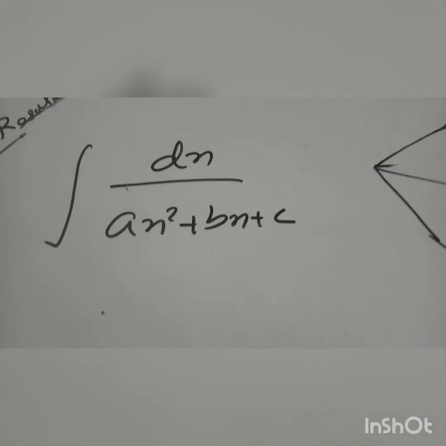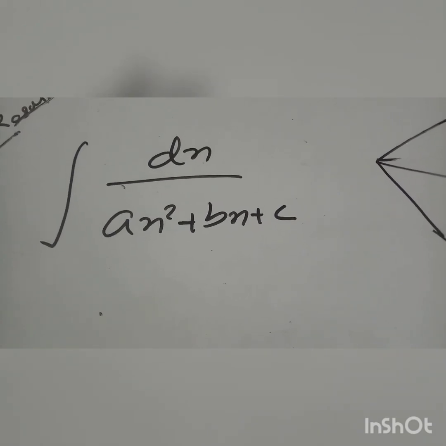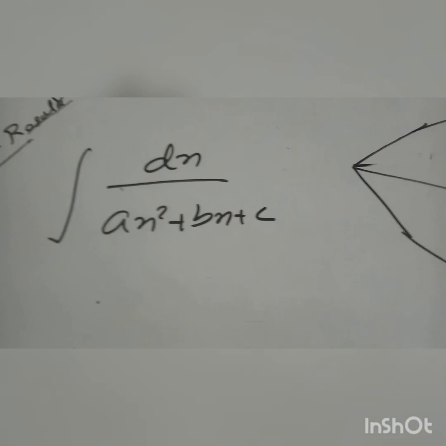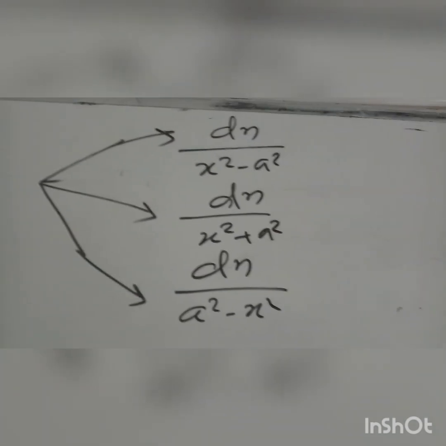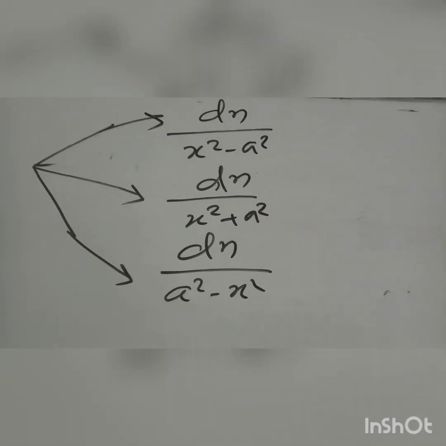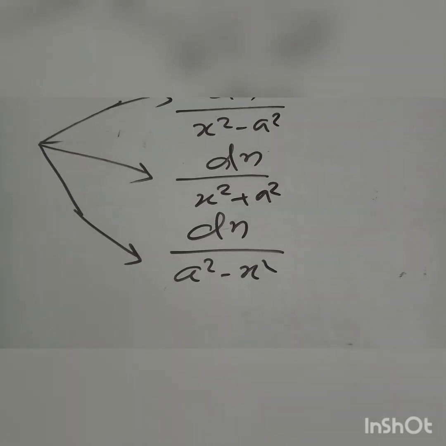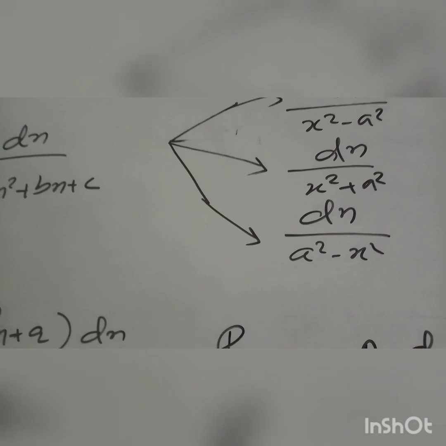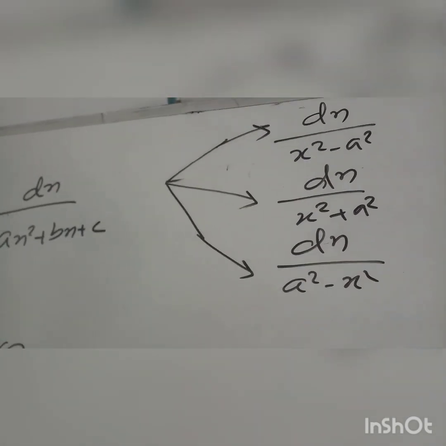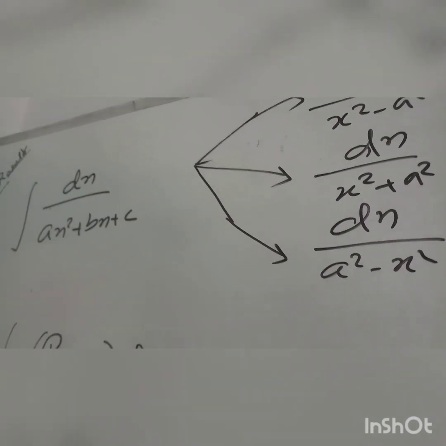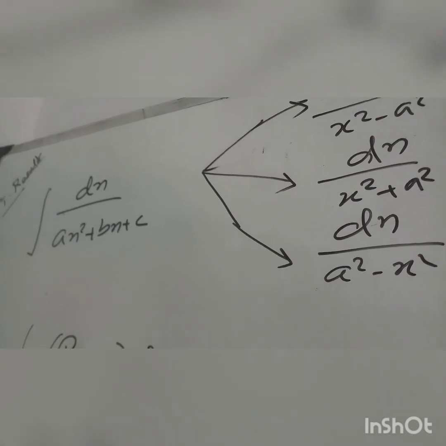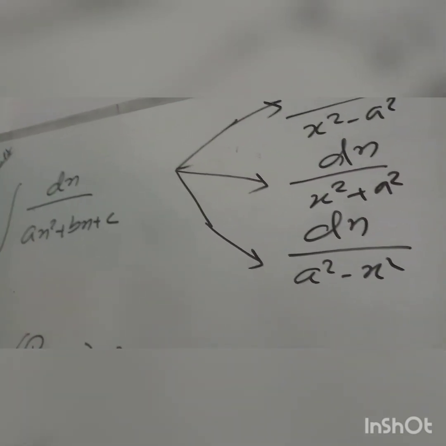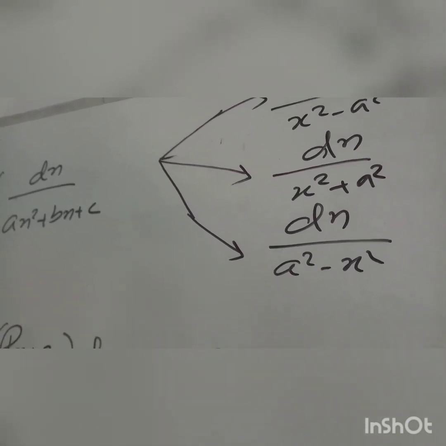We have already discussed the integrals of the form dx by x² + bx + c. Let us revise that. We have to convert that into any one of these three forms: integral dx by x² − a², integral dx by x² + a², or integral dx divided by a² − x², by completing the square or converting the denominator into the sum or difference of two perfect squares.